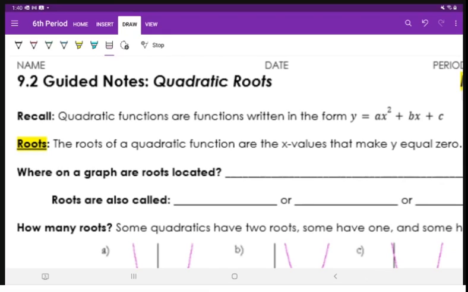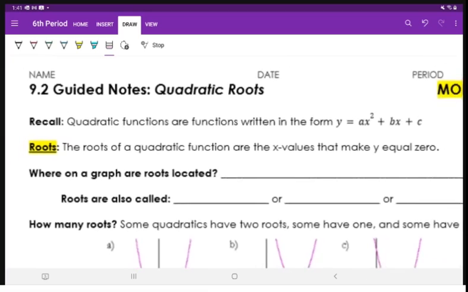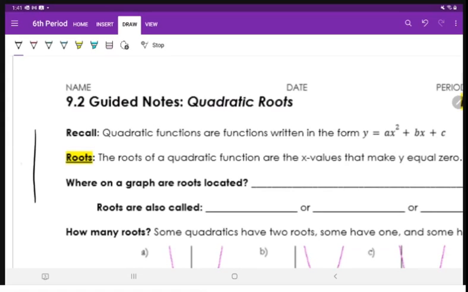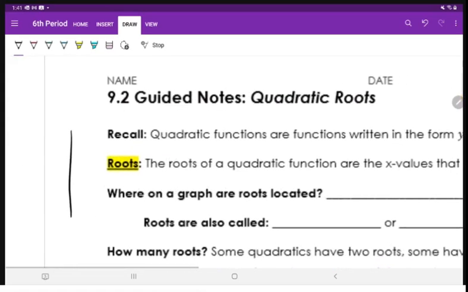And I need your help to decipher this. So I would like a volunteer to help me out. The roots of a quadratic function are the x values that make the y value 0. Think about what that means. If our y values are 0, does that remind you of any concepts that we've talked about recently? I'm not just going to give you the answer. I'm going to make you help me figure the answer out.